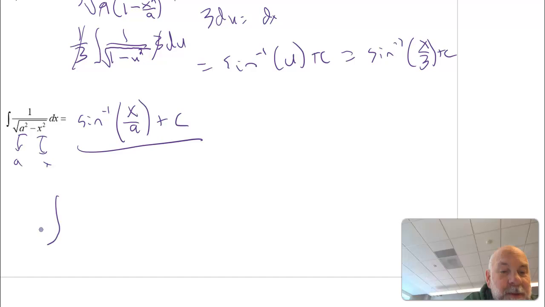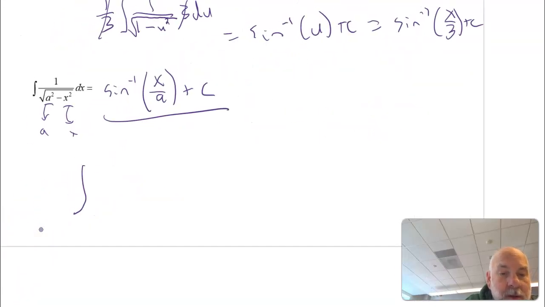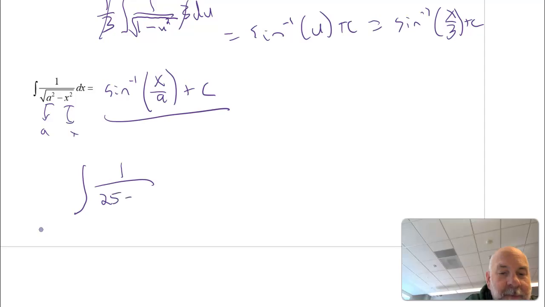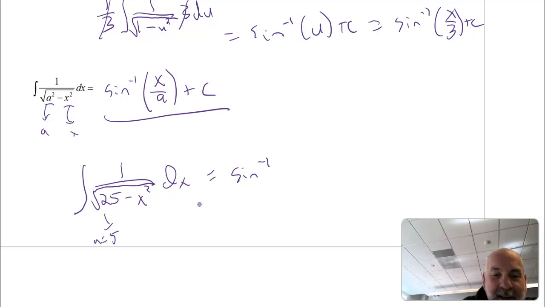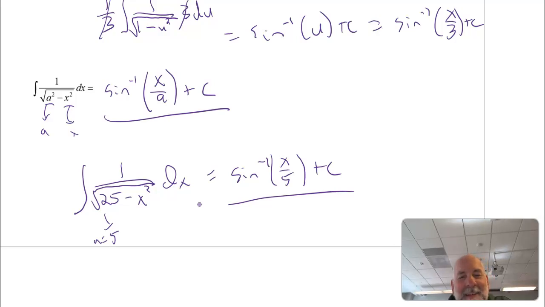So to give you a quick example, the integral of 1 over the square root of 25 minus x squared dx. If you know this formula, you can just go, oh, this is a sine inverse. I can spot it. So a is 5. And x is x. And so this is just going to be sine inverse of x over 5 plus c. And behind the scenes, there'd be a bunch of substitution happening, but we don't have to do the substitution because we're cool that way. Okay.